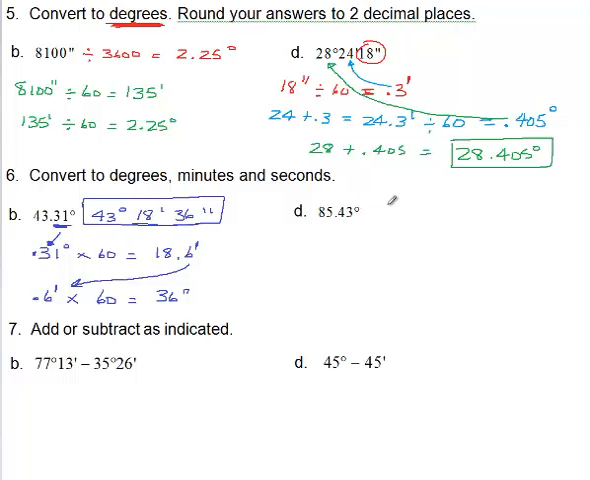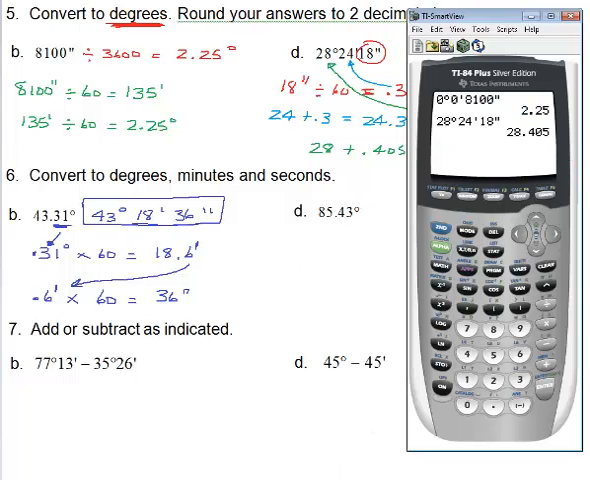Now, let's see it on the calculator. This time you're going to enter it as a decimal degree. So we're entering it as a decimal, 43.31. Now go to your alpha page. So it's second, apps. Now go down to number 4. The arrow there means change to degree minute second. DMS, degree minute second. So go down to number 4, and hit enter and enter, and it will change it for you. So it's 43 degrees, 18 minutes, 36 seconds.